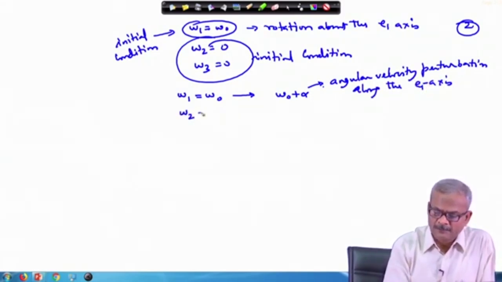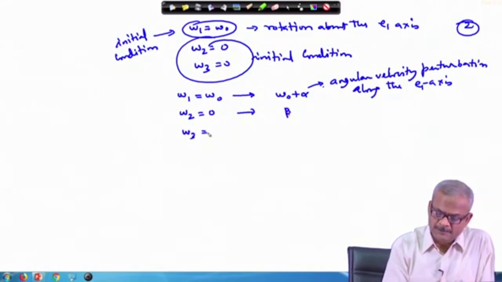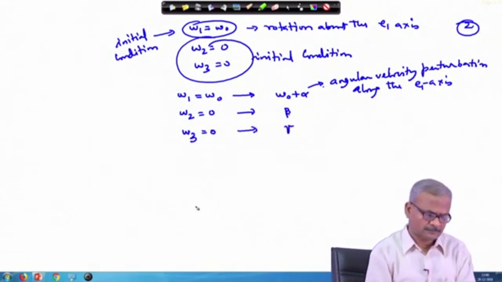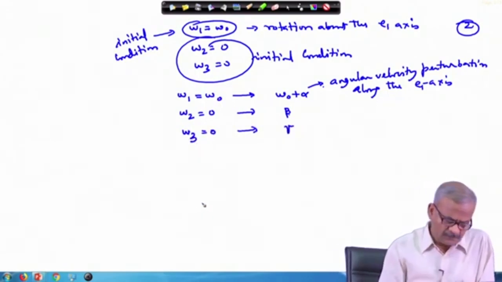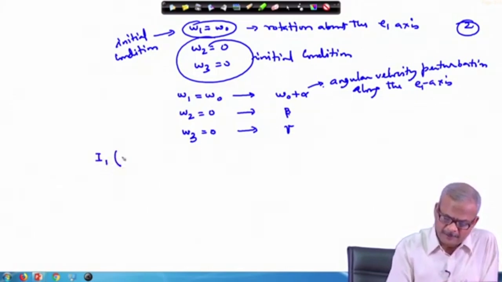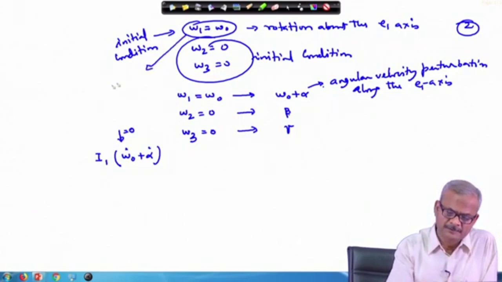Similarly, omega 2, which equals 0, is perturbed to beta. And omega 3, which is also initially 0, is perturbed to gamma. Now, we can write our equation I 1 times omega 1 dot. So, omega 1 dot is omega 0 dot plus alpha dot. This quantity is 0, because omega 0 is a constant.